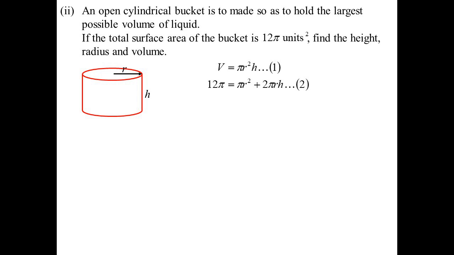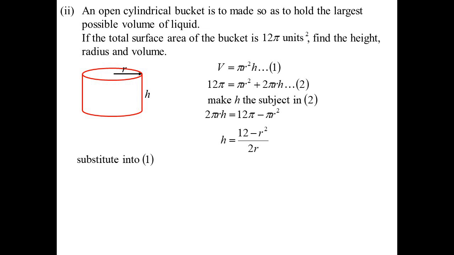Okay, I need to get rid of either h or r out of the first one. h is probably going to be the easiest one to substitute into. So let's rearrange the second one, make h the subject, and substitute it into the volume formula. I've now got a two-dimensional problem. Pi r squared times (12 pi minus pi r squared) over 2 pi r, which tidies up. There we go: 6 pi r minus a half pi r cubed. So if we were to draw it, we'd have a cubic.